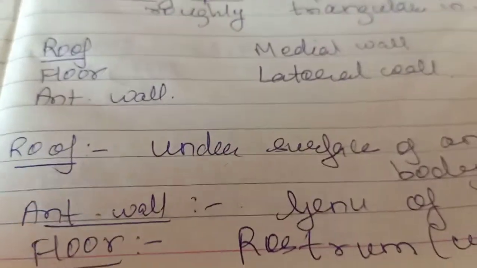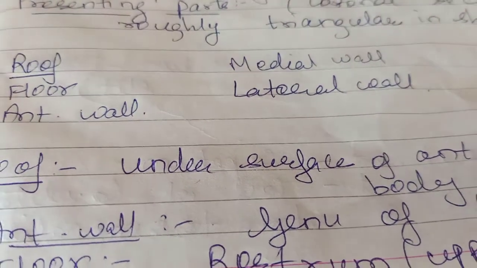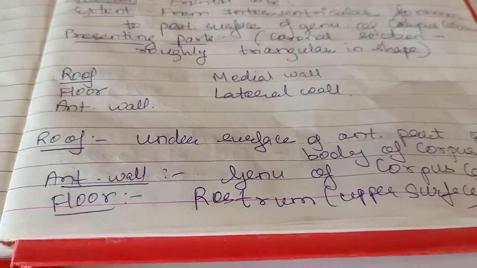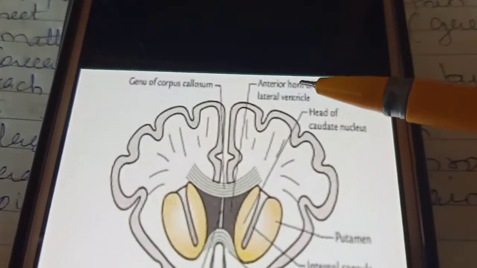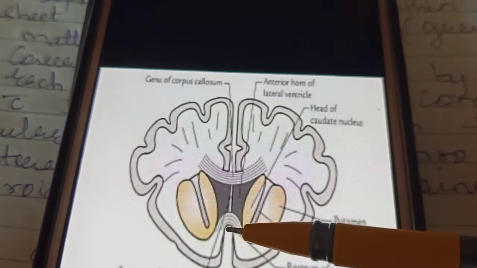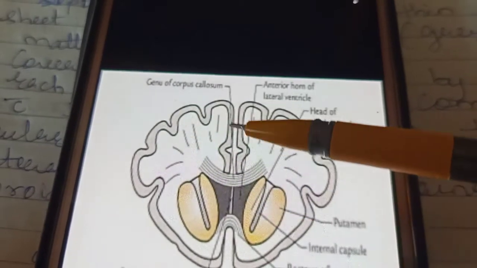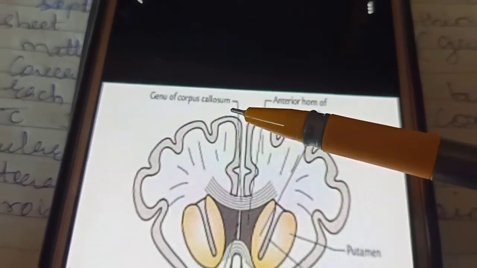Now we'll go to the anterior wall. What is the anterior wall formed of? The anterior wall is the genu of the corpus callosum. Very simple. Suppose this is the anterior horn of the lateral ventricle. This is the coronal section, which is roughly triangular in shape. The anterior wall is formed by the genu of the corpus callosum.